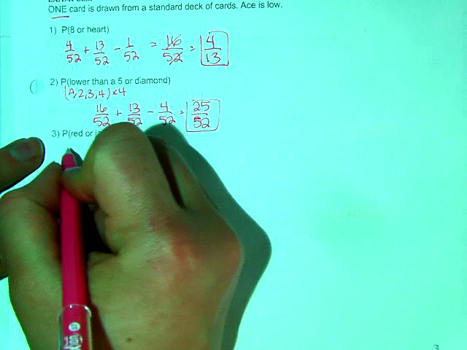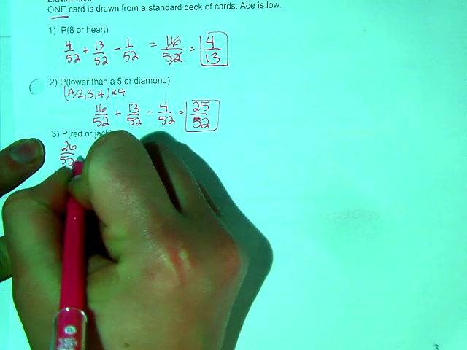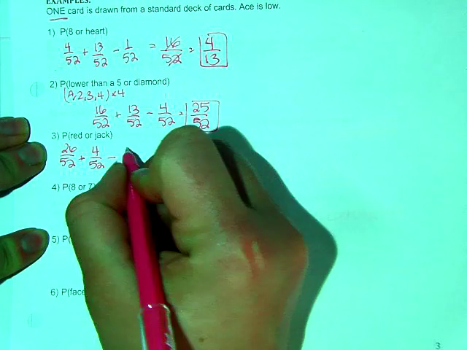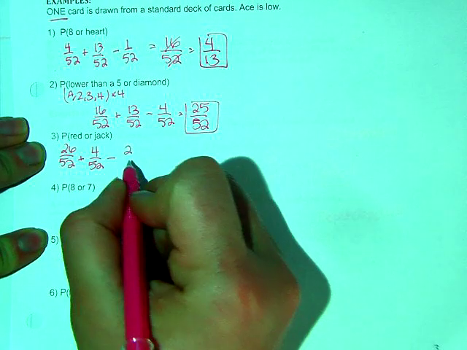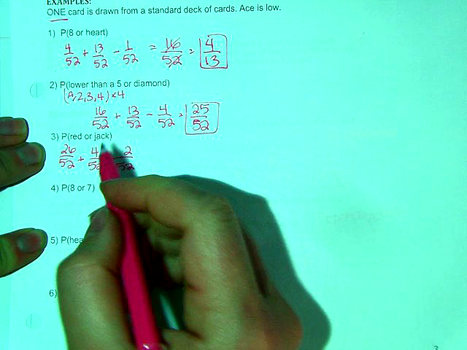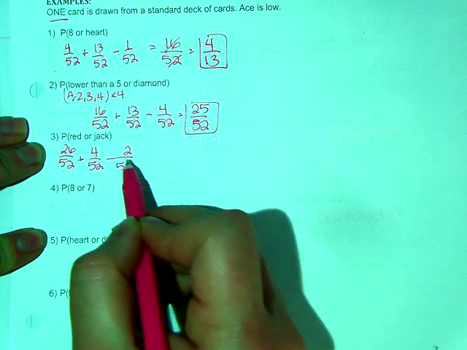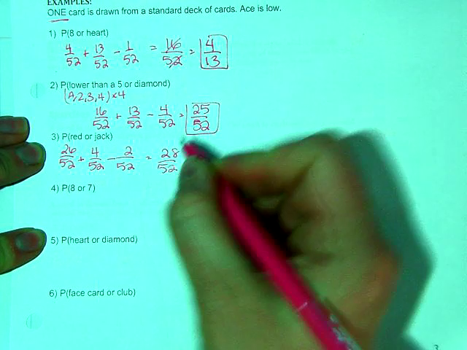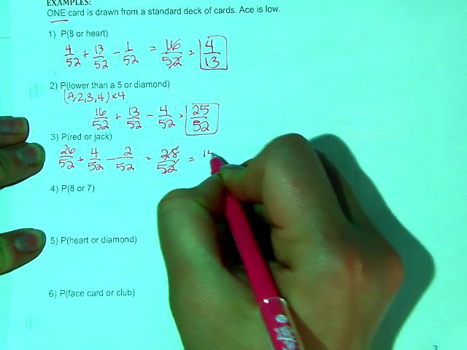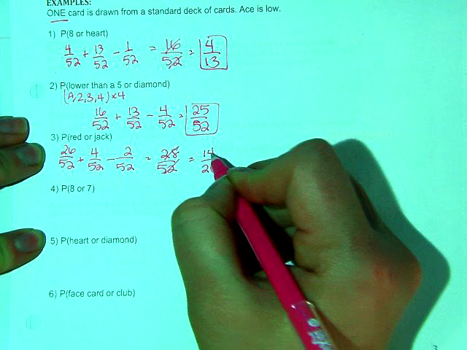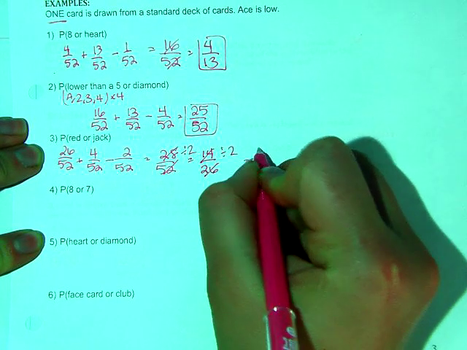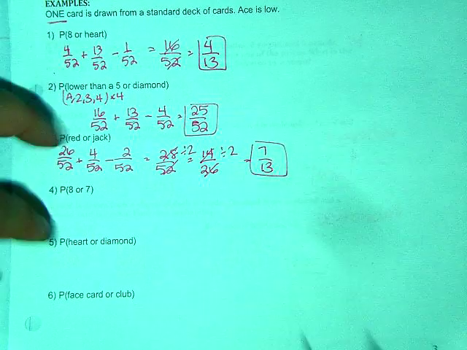A red or a jack. Well, red, that's half the deck, so 26 out of 52, plus jacks. There's 4 out of 52, except 2 of those jacks, so I'm going to subtract my overlap, are red. So you could have just not included them here, or I'm just going to take them out here. So 30 minus 2 is 28 out of 52. Take out a 2. You get 14 out of 26. Oh, take out another 2. 7 over 13. Both primes, so I know I'm done.